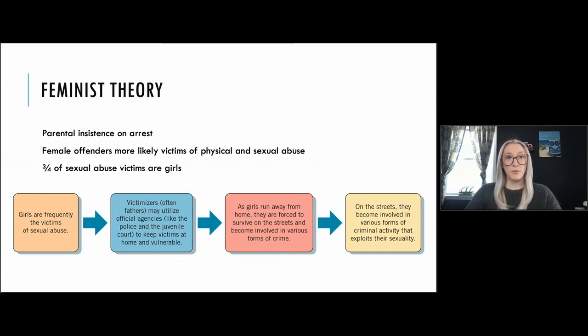Then girls start to run away from the home because they're forced out because they don't want to continue to be victimized. Now they're being forced to survive on the streets, and they could possibly become involved in various forms of crime that way, such as petty theft, prostitution. Maybe even they start to get into fights on the street because they're trying to protect themselves. And now they're on the streets where there's a lot more criminal activity and they're being exploited for their sexuality. Again, there's a video on prostitution and how girls can become involved in that you'll watch this week.